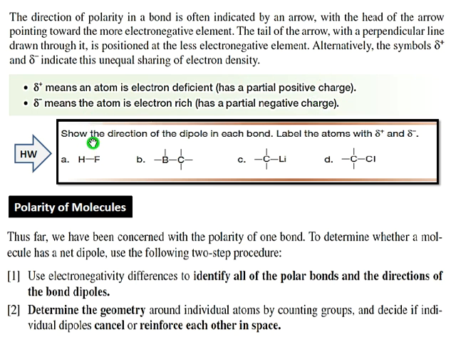And this is homework for you: show the direction of the dipole in each bond, and label the atoms. Okay, if we say here the hydrogen and the fluorine, that means the direction of the dipole will be here from the hydrogen to the fluorine. Okay, and the same thing for the others. Try to solve this homework.